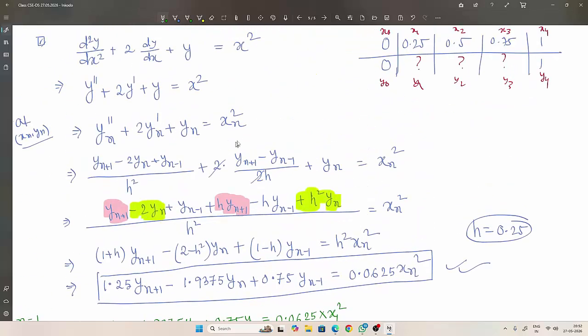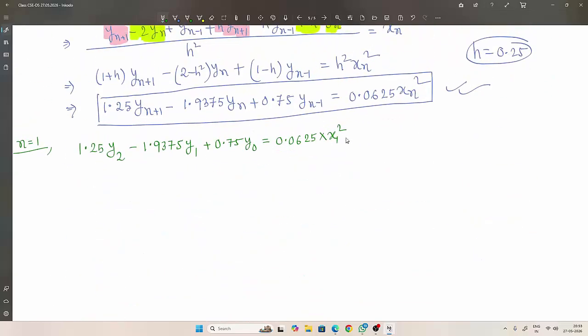Now what is x1? x1 is 0.25, as you can see from the table. Previously this x1 had no effect in the problem, but here it is not a homogeneous problem. This is a non-homogeneous ODE. So that's why your x will affect here. So now just write it as 0.0625 into 0.25 whole square of it. Now tell me what value you are getting here. Multiply this and tell me what value you are getting.